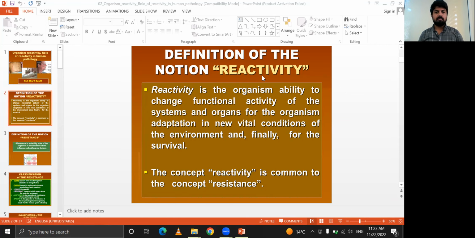Today our topic is about reactivity. Reactivity of the organism is the ability to change the functional activity of the systems and organs of the organism, adapting to new vital conditions of the environment, and finally for survival. The concept of reactivity is connected to the concept of resistance.